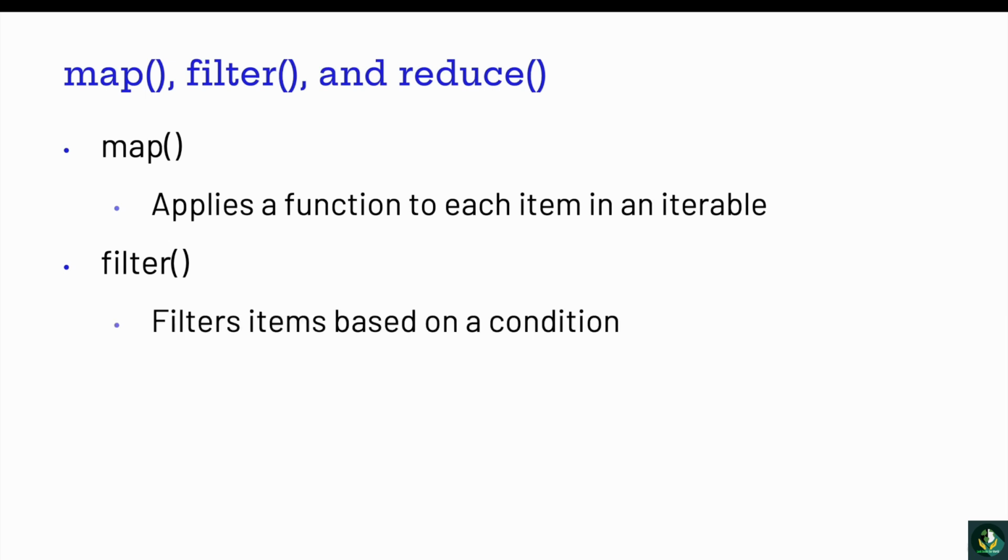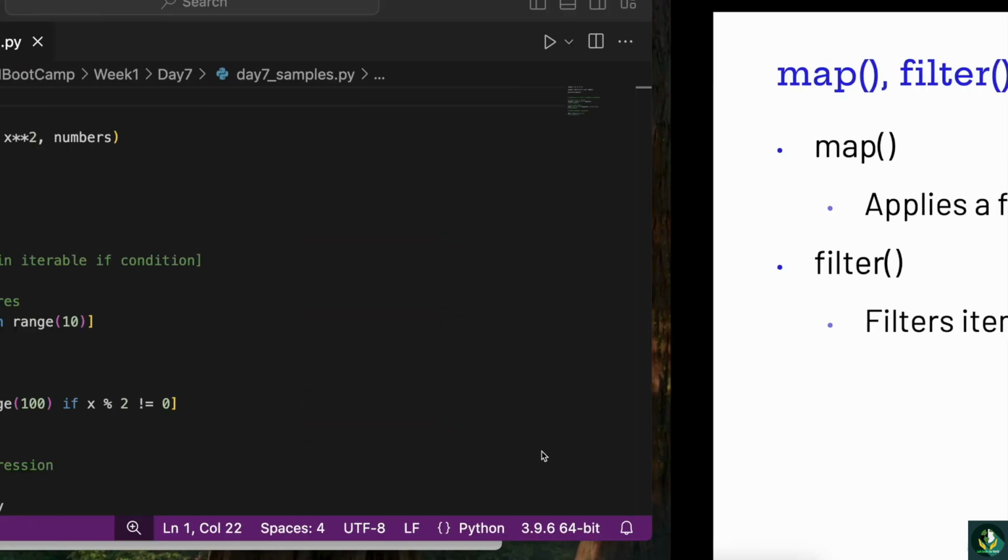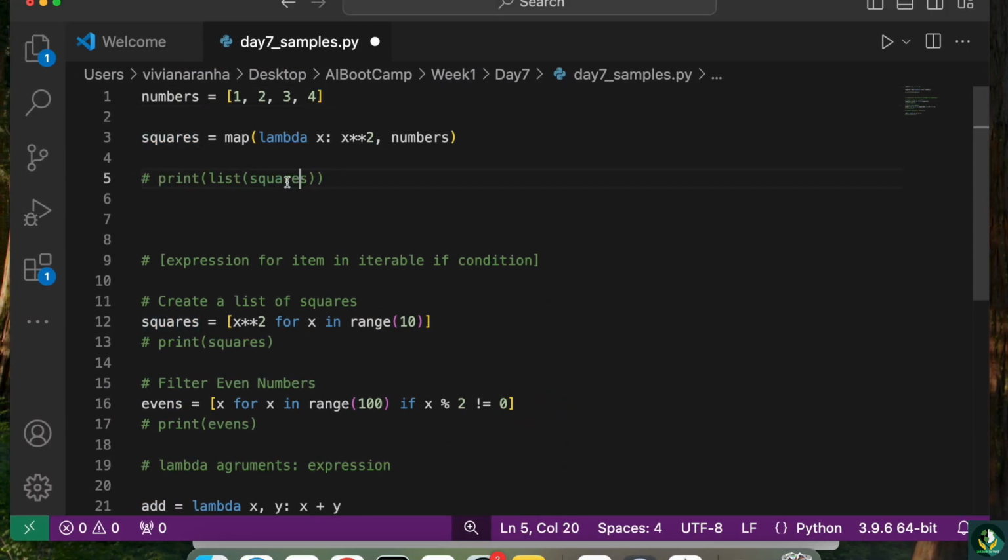Filter items. Next, let's look at the filter function. It filters items based on a condition. So let's look at an example here. I'm going to comment this out.